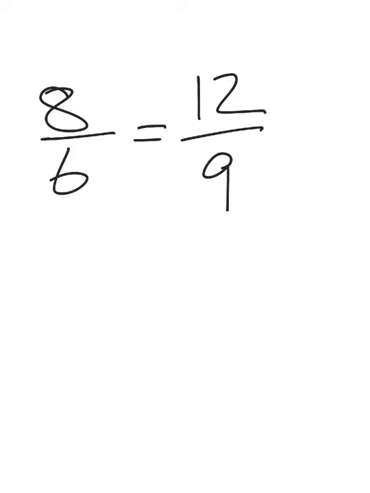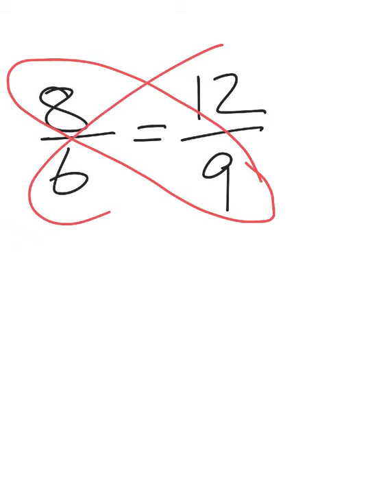Okay, let's try the second method. This is the one where we cross multiply. So let's look at our equation again. We have 8 over 6 and 12 over 9. This method is called cross multiplying, where we go across, like the butterfly, and we multiply. So we want to see what 8 times 9 is and what 6 times 12 is.